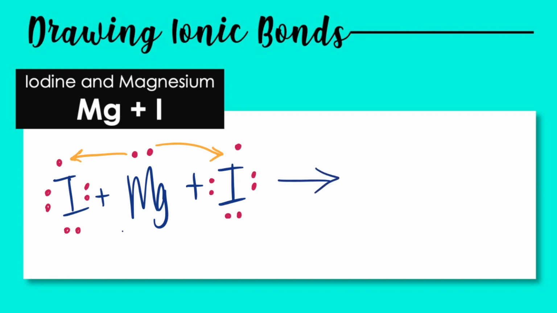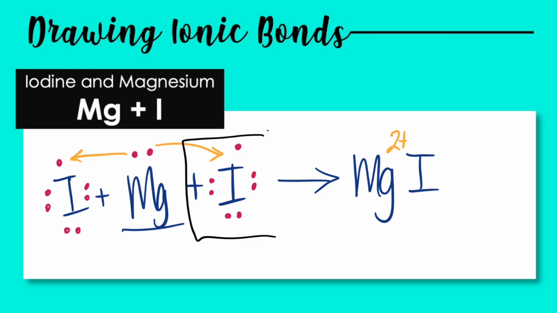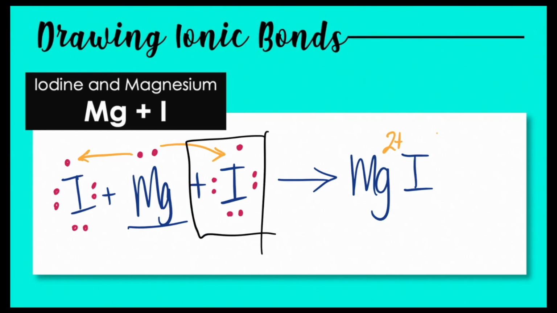With the next part, you will write the metal first. It's magnesium. It's the one that gave away or lost electrons. Then you write the nonmetal. Now, for magnesium, it gave away 2, so it lost negativity, becoming positive by 2. Then for iodine, you look at just one of them, and so for only one iodine, it gained an electron, gaining negativity, becoming negative by 1.